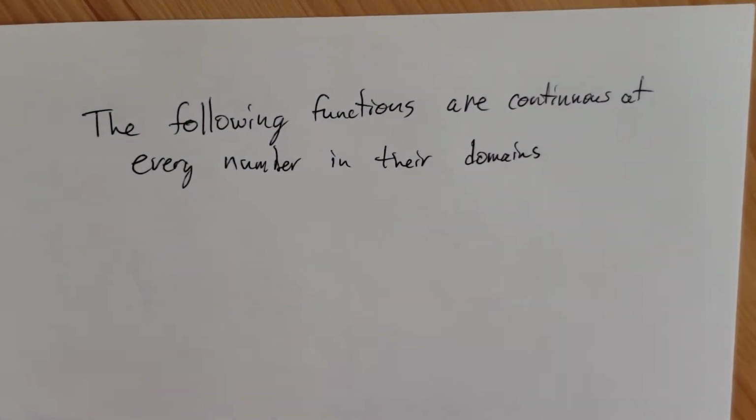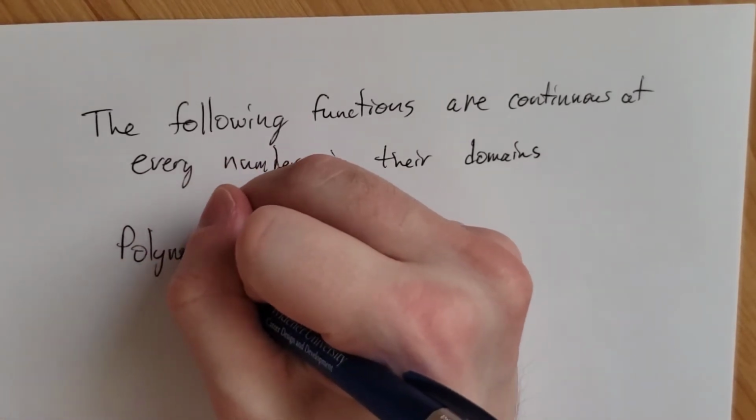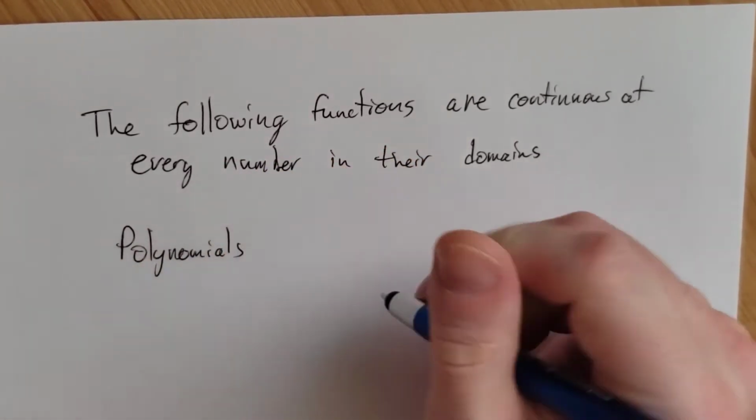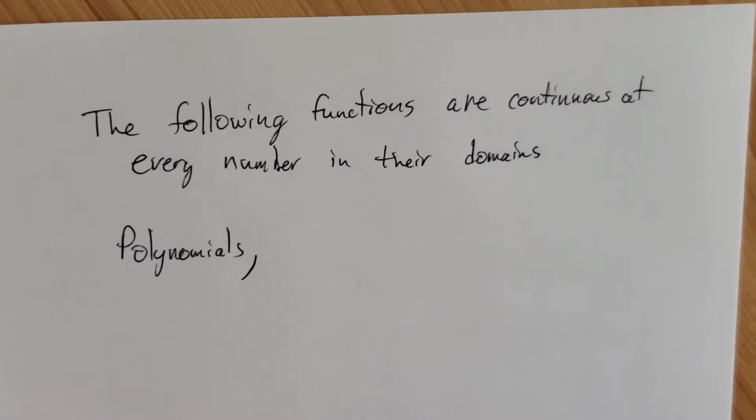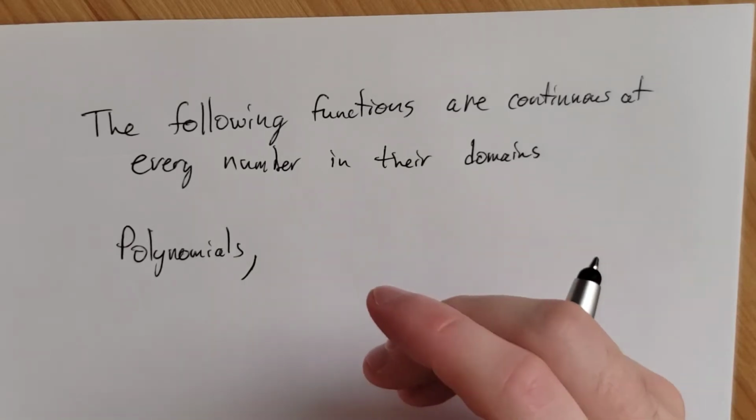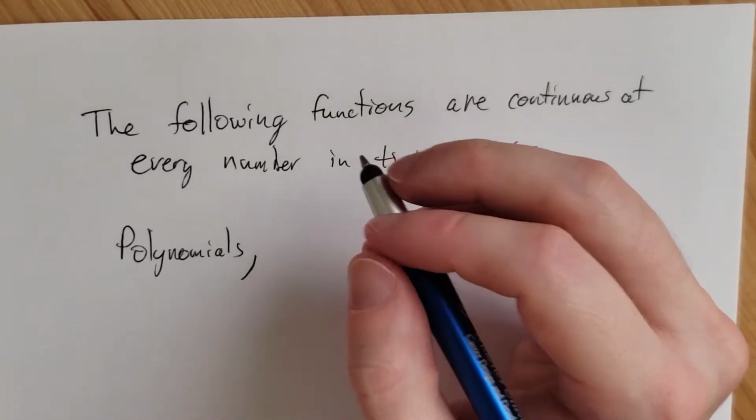We've already said that polynomials are continuous. That was actually back in section 2.2 that we saw that. When we first discussed limits, we saw that polynomials were continuous because to find the limit as x approaches c of some polynomial, all you had to do was plug c into that polynomial. All you had to do was evaluate the function.